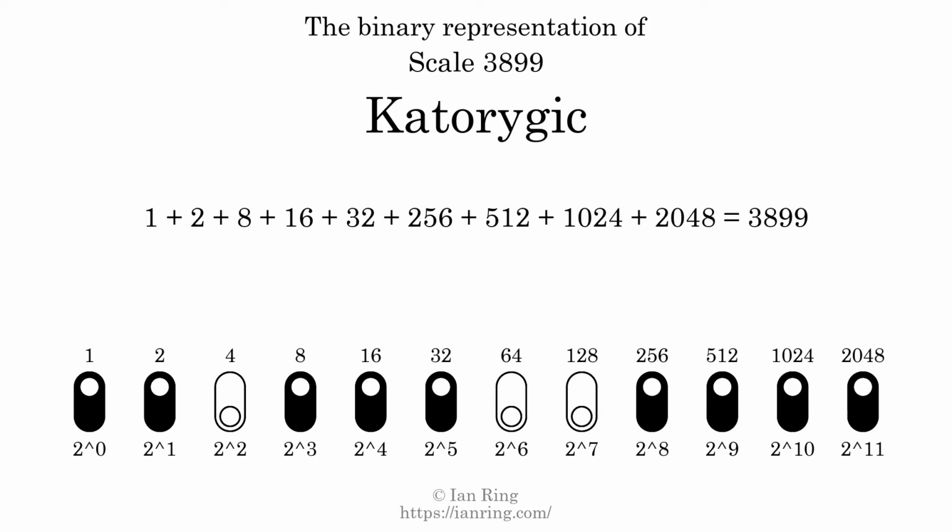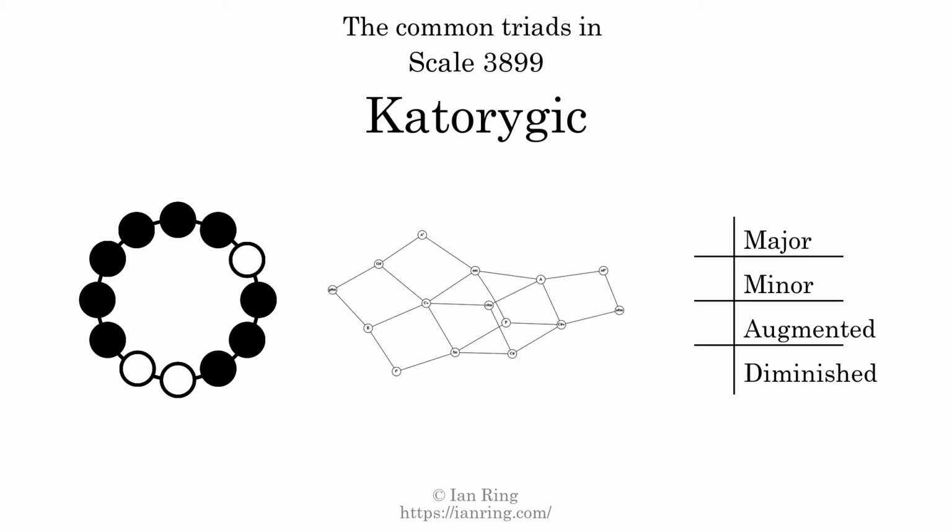3899. The scale number not only enumerates the scale with a unique index, but it also literally describes the tonal content of the scale. Represented as a binary number in base 2, the scale number is 111100111011. Here are the common triads present in this scale.